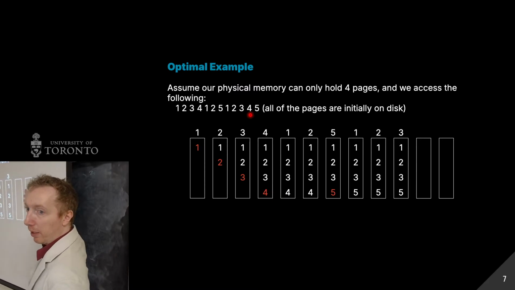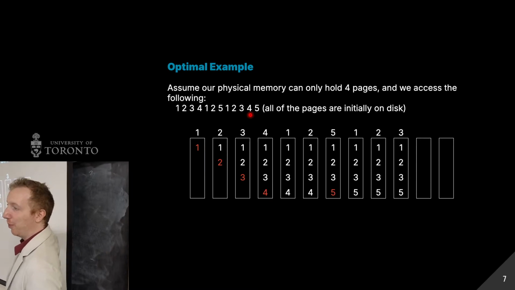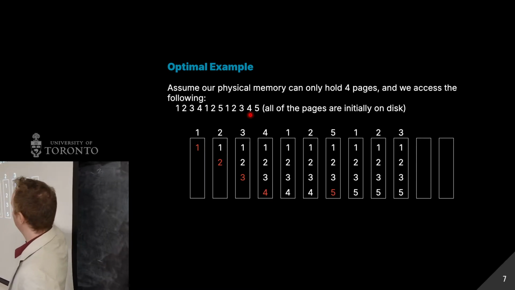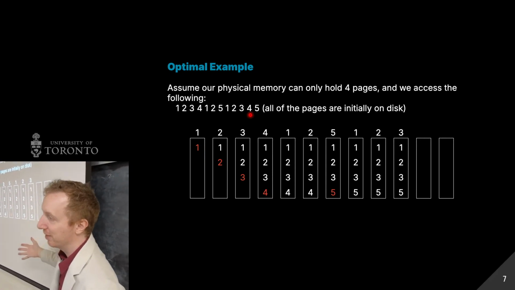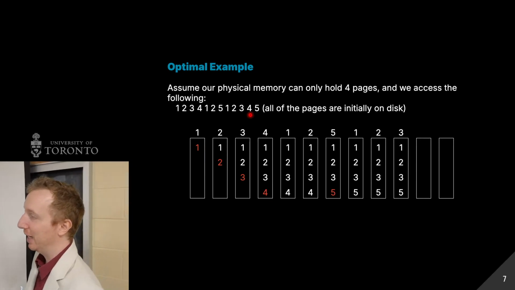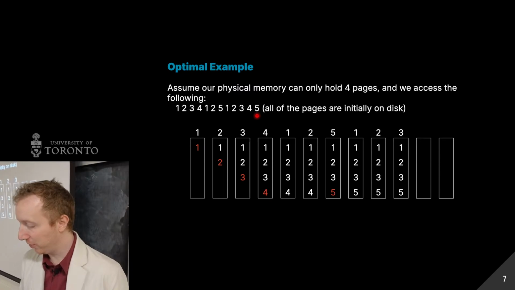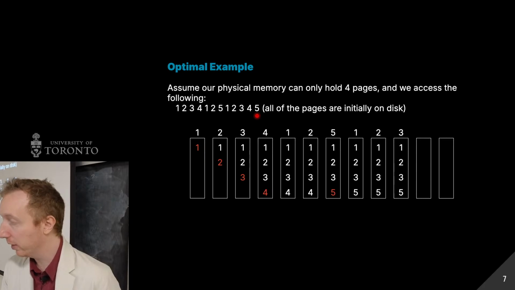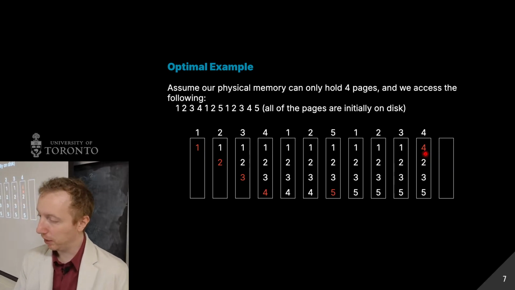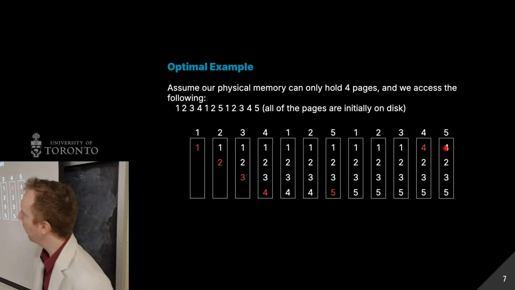We have to kick out something. What are we kicking out? 1? Everyone agree with 1? Can we kick out 2? Can we kick out 3? Can we kick out 5? Yeah, pretty much we just don't want to kick out 5, right? Because 5 is the next one we're going to use. In this case, we would accept all answers because as long as you don't kick out 5, you're good. Most people seem to hate 1 for whatever reason. So we can kick out 1 for page 4. Again, write it in red. Then our last access is going to be 5, and we're done.